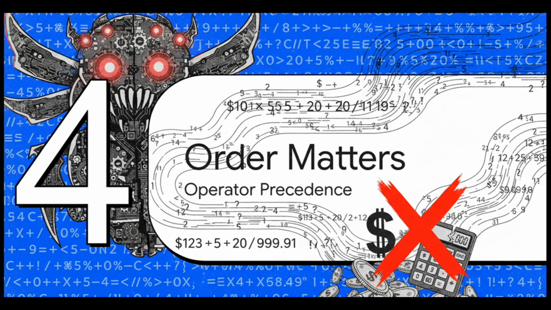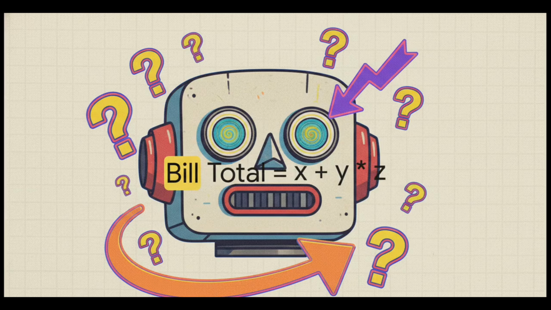A massive checkout bill is outputting totally random numbers, the math is entirely wrong, and the store is literally hemorrhaging money. The underlying issue here? Mixed operations. Just look at this equation right from the broken code. Bill total equals X plus Y times Z.